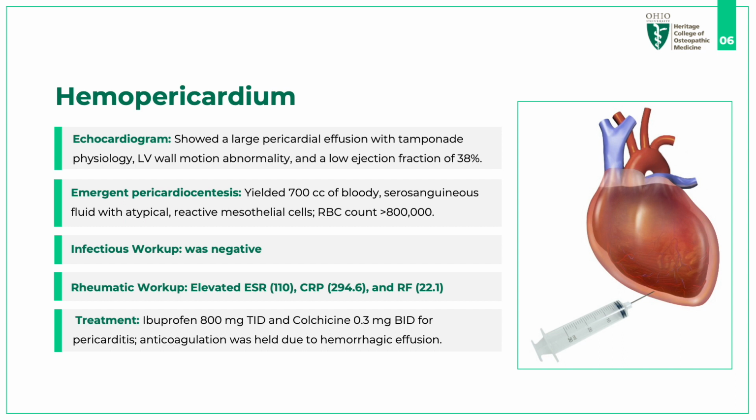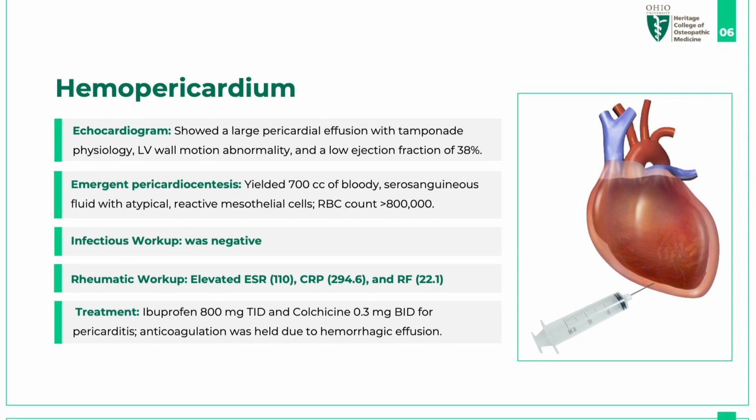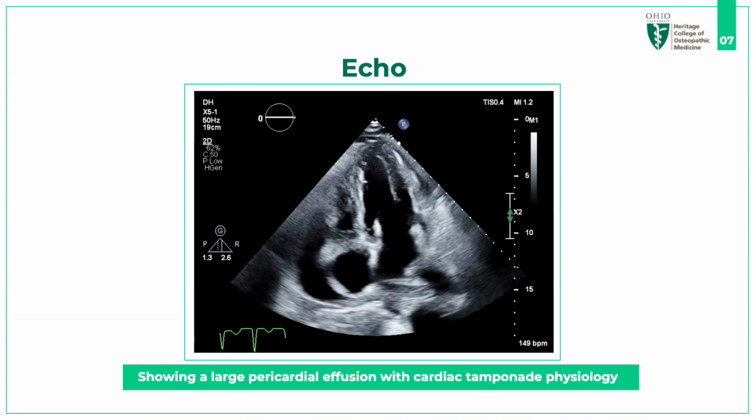A rheumatic workup showed elevated ESR, CRP, and rheumatic factor. The patient was treated with ibuprofen and colchicine for his pericarditis, and anticoagulation was held due to the hemorrhagic effusion. In this echo, you can see the very large pericardial effusion on the side.